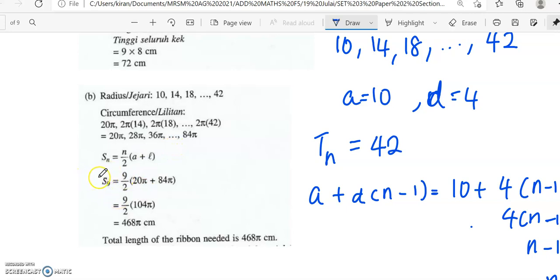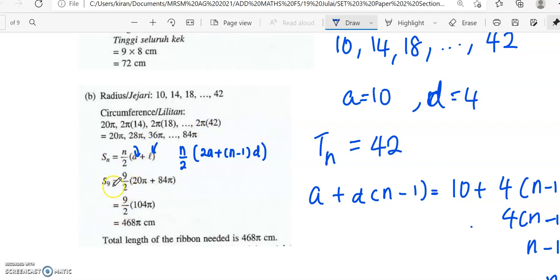Maknanya S9 kat sini adalah for the whole circumference, ke 9 layer dia tu. Jadi 9 layer tu kita kena cari 9 circumference. So kita boleh guna another formula which is n over 2 times a plus l, instead of formula n over 2 times 2a plus n minus 1 d. Okay, this one kita boleh guna kalau kita tak ada last term, kita hanya ada first term. Okay, this formula you can use bila dalam progression tu, given that the first term and also the last term of the sequence. So we already have the last term which is 84 pi of circumference with the radius of 42. So, okay, we can use this formula.